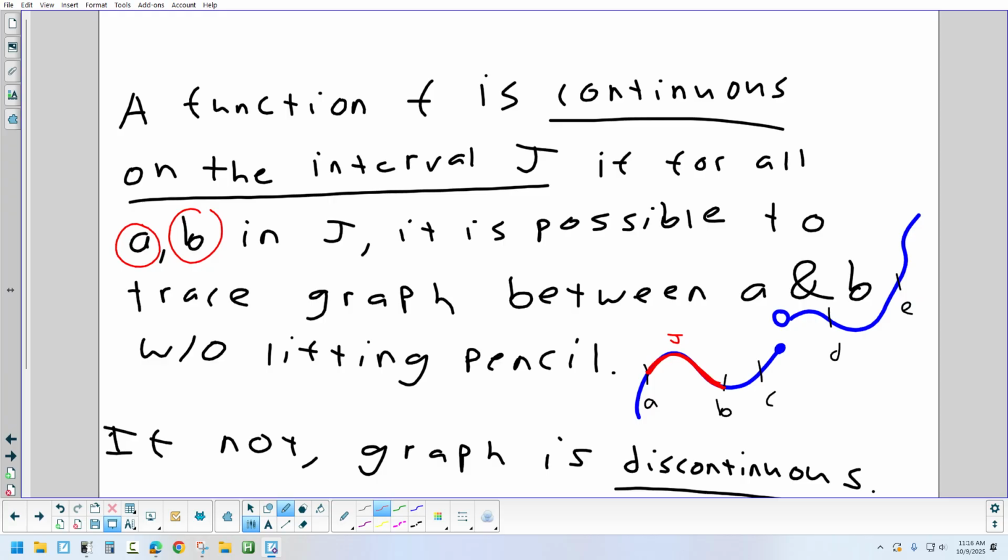Can anybody name an interval on that graph in blue that is discontinuous? Yeah? C to D. You cannot trace from C to D without lifting your pencil. Yep. That's discontinuous.